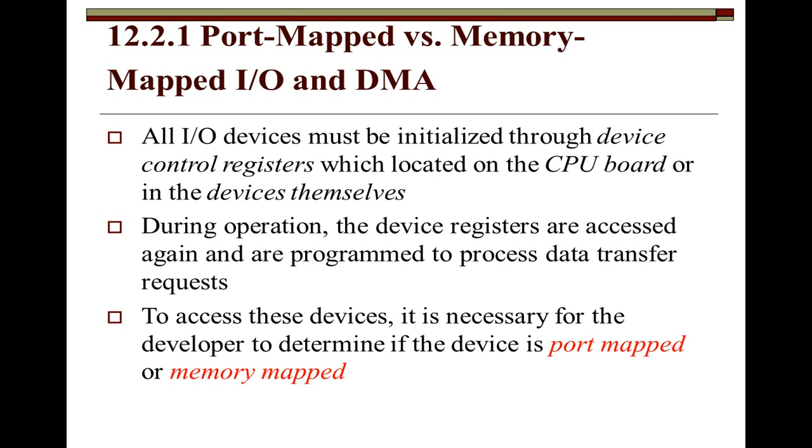So whatever application you are using at the input and the output should be initialized through the control registers. Where is this control register located? It is located on the CPU board, or it may be located in the devices themselves. So first, one should understand the initialization purpose. Second, during the operation, once it is initialized, the device registers are accessed again and programmed to process data transfer requests.